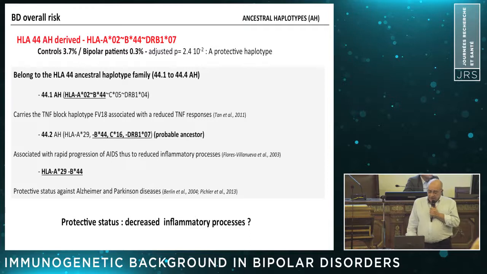In terms of overall risk, we observed that a given haplotype derived from HLA-44 is associated with protection against bipolar disorder. This haplotype belongs to a family of ancestral haplotypes, which represent the function of the whole cluster, and for many of them we know the significant weight and meaning. This haplotype was related to diminished TNF activity and diminished response to AIDS. So our protective status here could be explained by a decrease of inflammatory process.